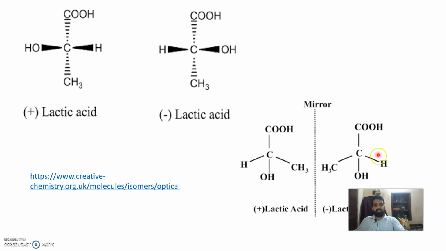So this is also another type of representation. So CH3, COOH, CH. So don't worry about these things. This is another representation or projection formula. You can discuss later. So it's not important for us. So you see OH, COOH, H, CH3. So this is D-lactic acid, L-lactic acid. So they are enantiomers. They are mirror images to each other.